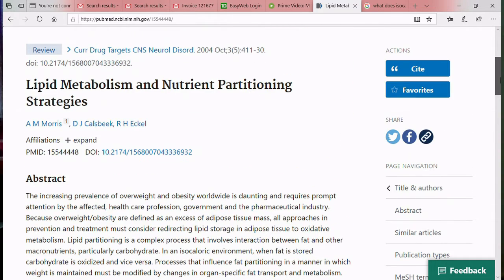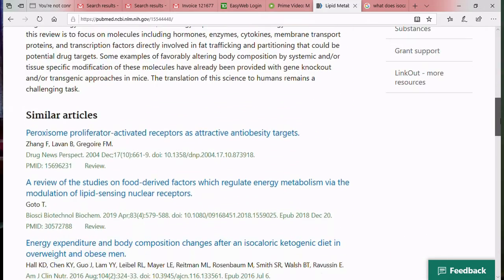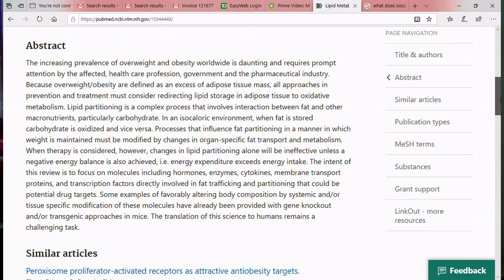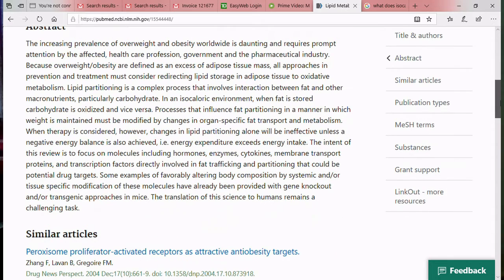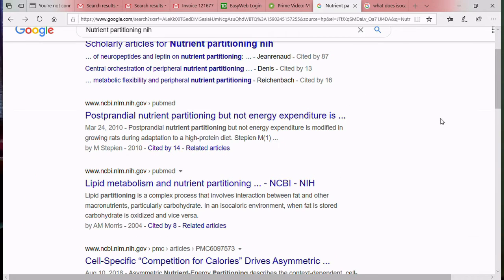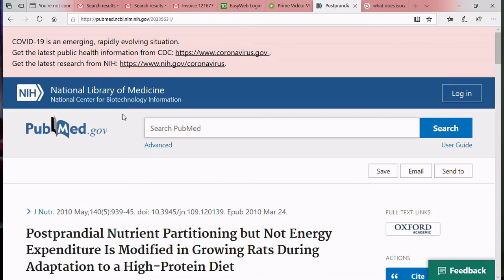Okay, what date is this from? This is from 2004, so this is oldish. There's no study here, just the abstract. Alright, I think this is a study that is before it. Postprandial nutrient partitioning but not energy expenditure is modified in growing rats during adaptation to a high protein diet. And this is from 2010. Let's see what they say. Again, it's just the abstract.